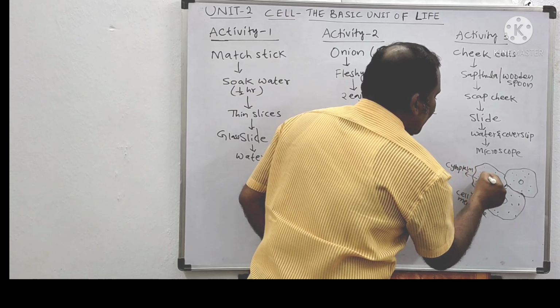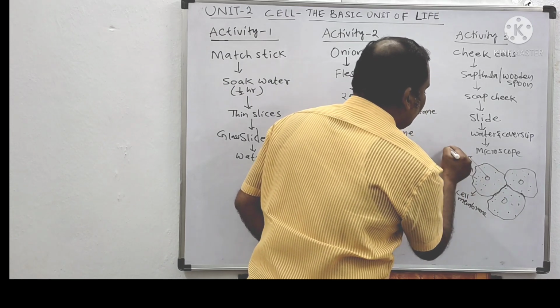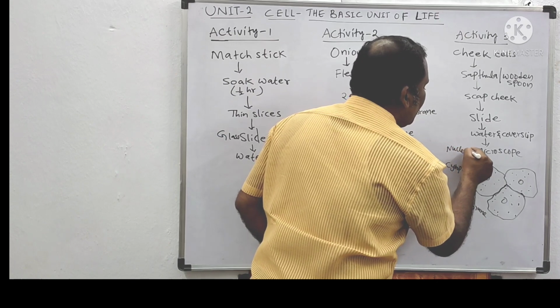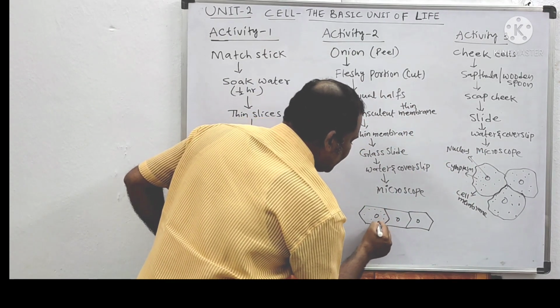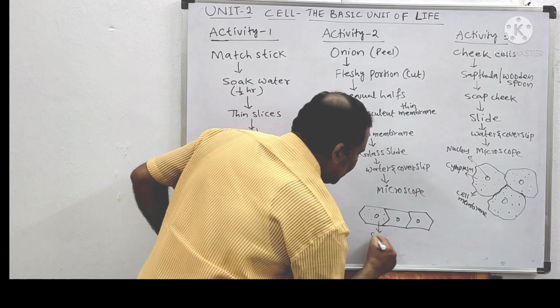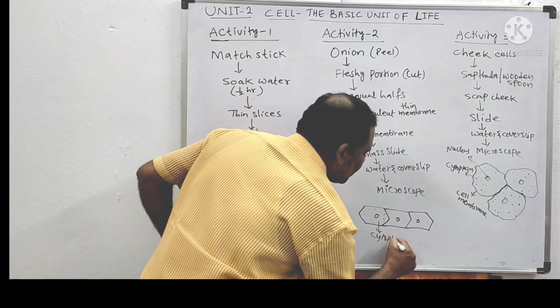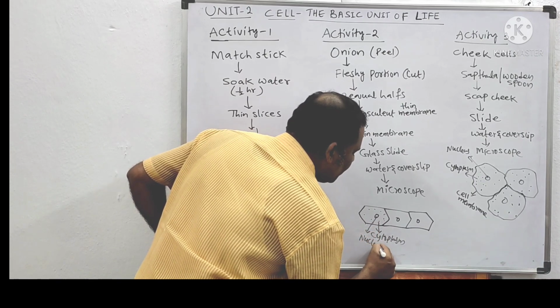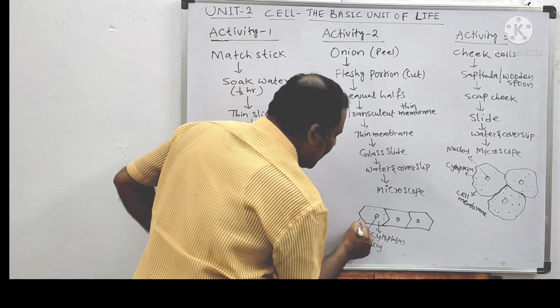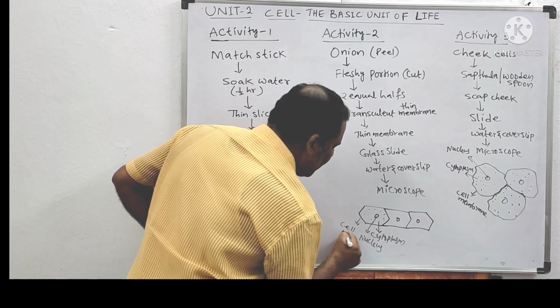Cytoplasm. And this round structure is called what? Nucleus. Same here also, the dot-like structures present here are called what? That is cytoplasm. And this is what? Nucleus. And this is what? Cell membrane.